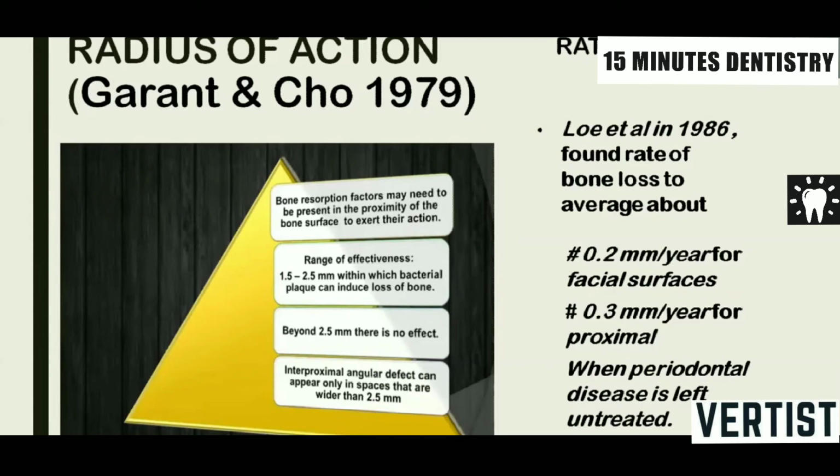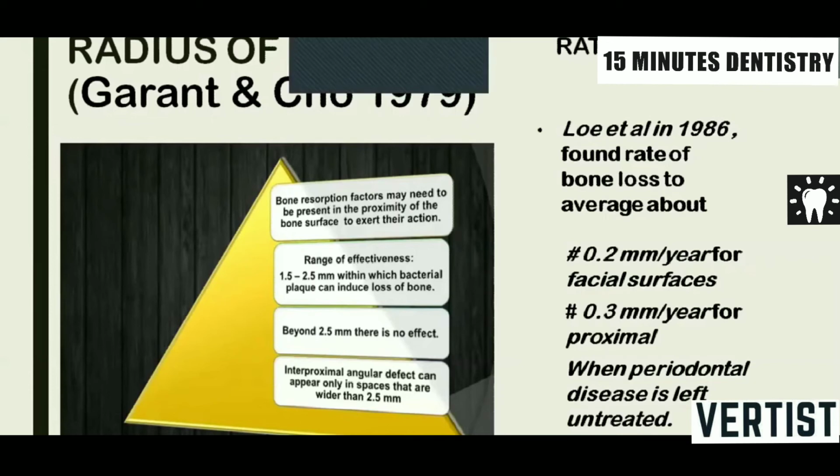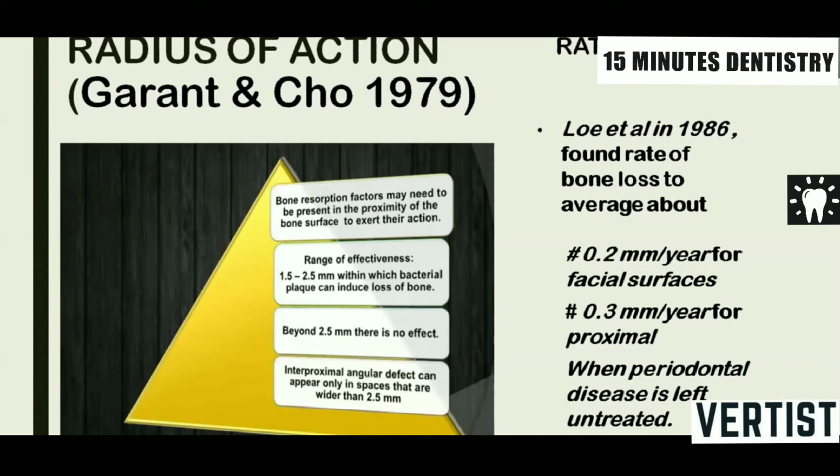That is why between the mandibular anteriors, the interdental crest between the two incisors is very thin. So plaque, if it is present in the vicinity of 1.5 to 2.5 mm, is going to cause complete destruction of the crest, which will result in horizontal type of bone loss. So that is why many times in the mandibular anteriors you see a horizontal type of bone loss, because the bone resorbing factors are very close to the crest of the bone, and the crest is very thin, and that is why interproximal angular defects are not seen, and instead there is horizontal type of bone loss in the anterior.